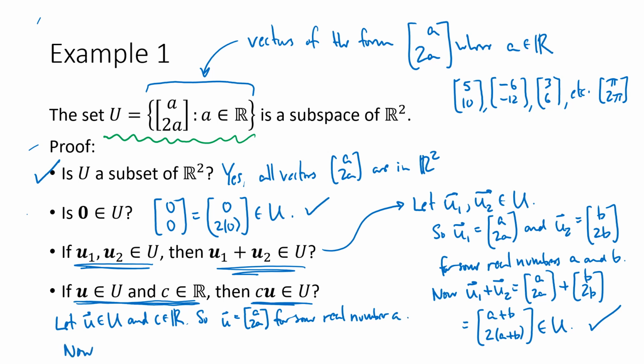Now we're going to work towards our conclusion. Our conclusion talks about c times u. Okay, so what's c times u? Well, that's going to be c times a, and then again a little bit of algebra, 2 times c times a. And that's in U because what does it mean to be in U? It means that the second entry is double the first entry, right? We keep going back to that definition of U in this problem. And so that shows that we're closed under scalar multiplication.